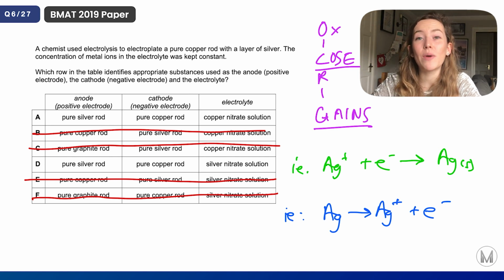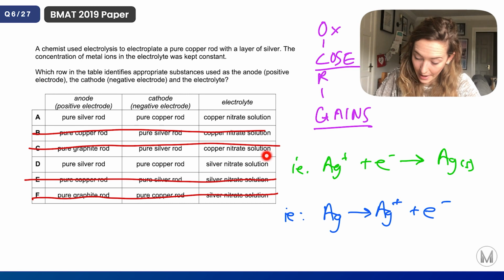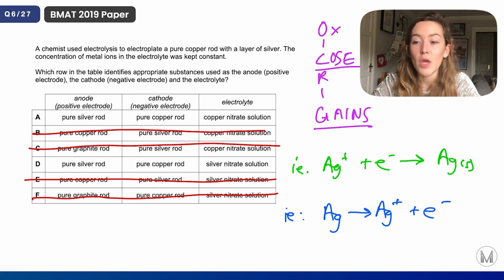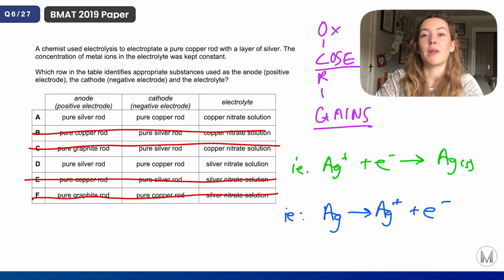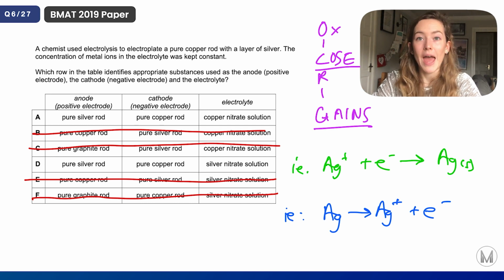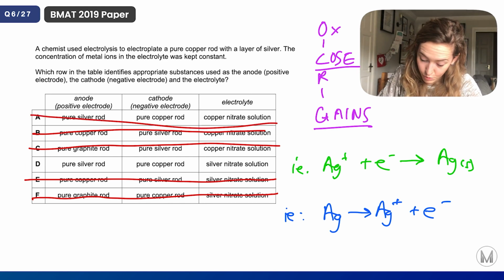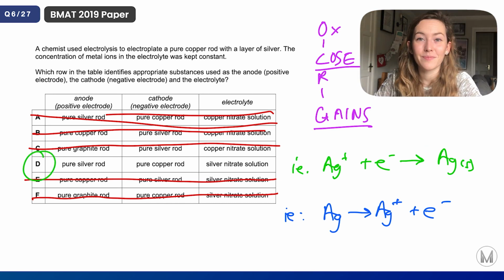So now we're down to A and D, and they're only differentiated by the electrolyte here. So we know that in electroplating, the electrolyte should be an aqueous solution consisting of the coating metal. Therefore, the electrolyte should be, in this case, silver nitrate solution. So that makes our option, the correct option, D.